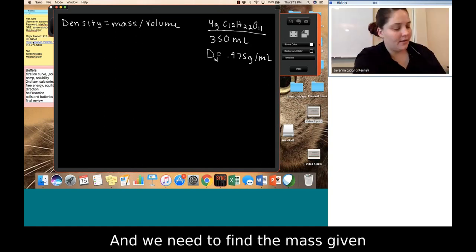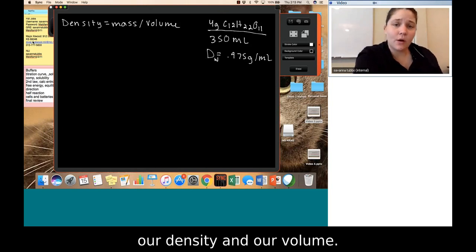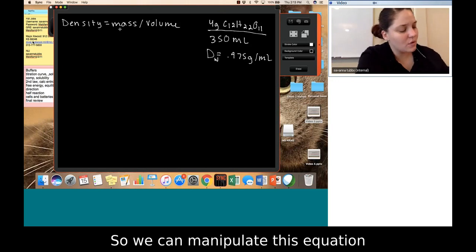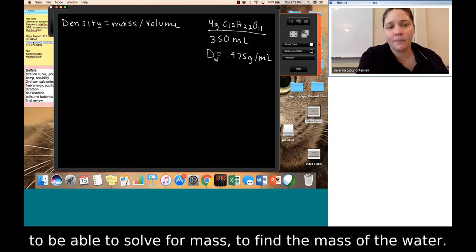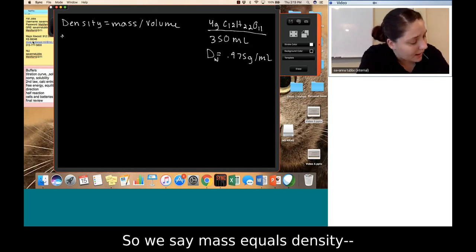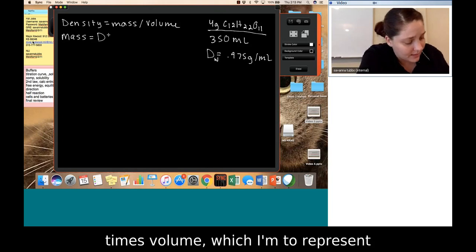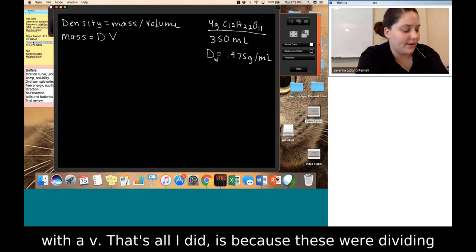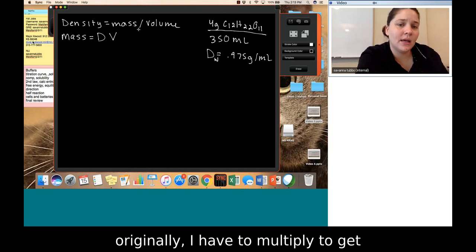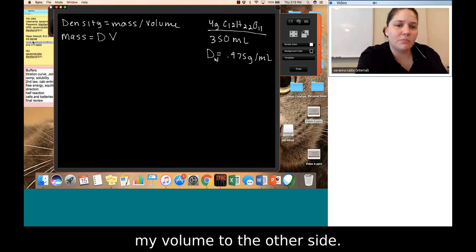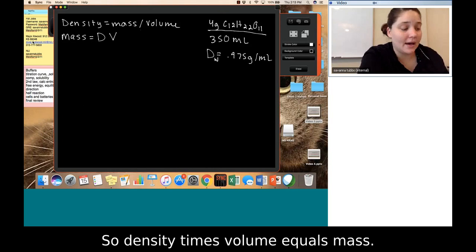And we need to find the mass given our density and our volume. So we can manipulate this equation to solve for mass, to find the mass of the water. So we say mass equals density, which I'm just going to represent with a D, times volume, which I'm going to represent with a V. All I did is, because these were dividing originally, I have to multiply to get my volume to the other side, so density times volume equals mass.